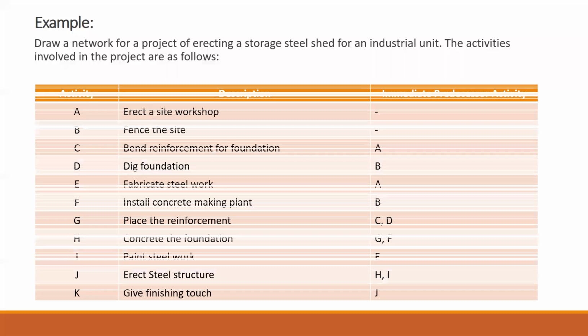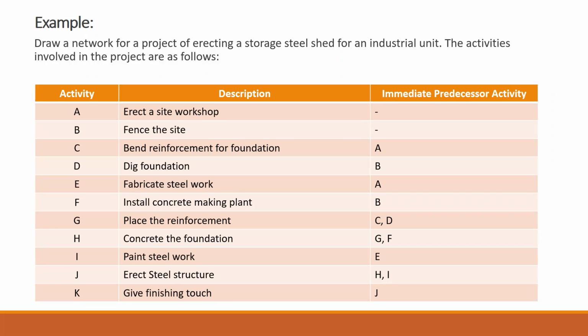Or I'll just show you the first one. Let us start with the first one. These are the activities, the descriptions, and the immediate predecessor activity given to you, based on which you have to create your network diagram. So we have the first activity as A, which says erect a site workshop. Because we do not have any predecessor activity, if you look at A and B, both do not have any predecessor activity. That means both of them are the initial activity, A and B.